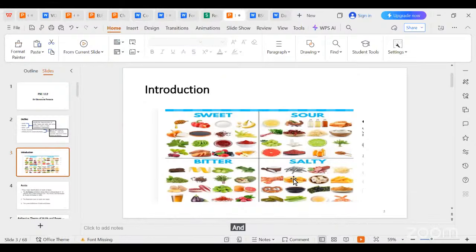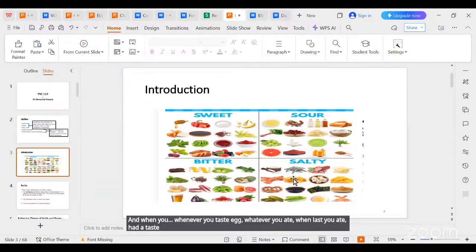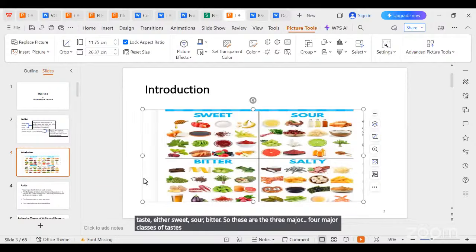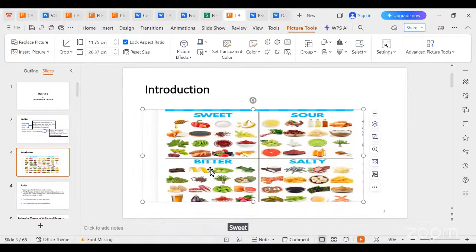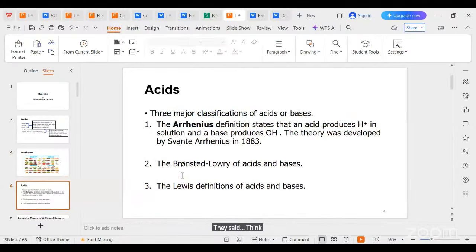And whenever you taste whatever you ate, when last you ate, it had a taste, either sweet, sour, or bitter. So these are the major classes of tastes. Any food you eat can be classified in them. Some foods are different, but foods fall into this classification. I said, all the food we've eaten, that's the taste.